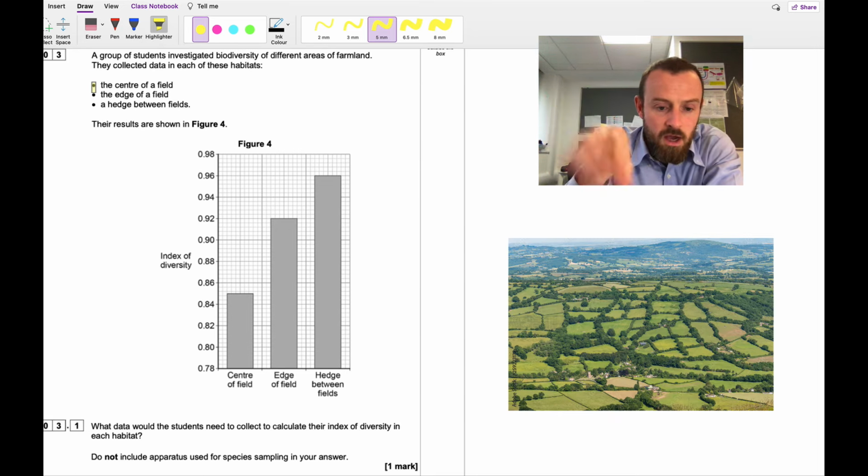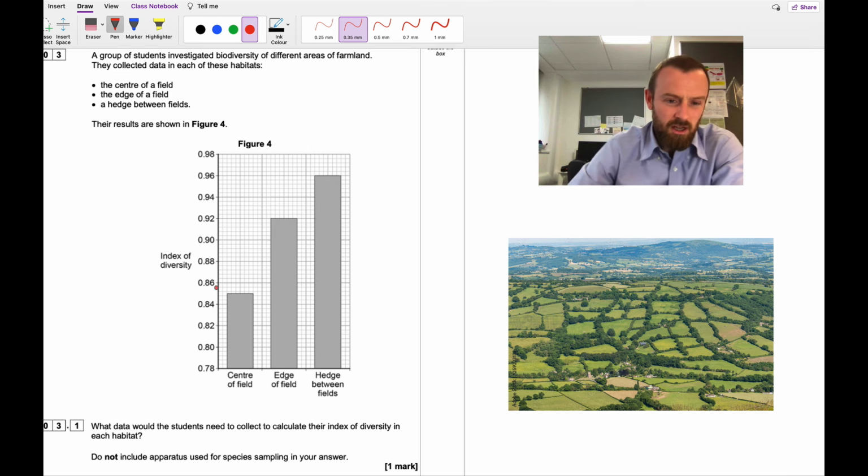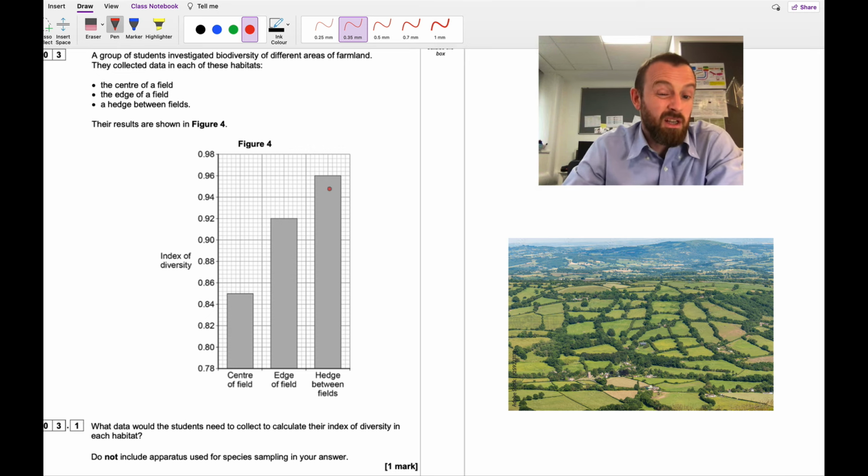There it is. So in the center of the field, we've mainly got the crops that the farmer is planting. Around the edge of the field, we're quite close to the hedges. So this data kind of matches what I would expect, and the hedges are a very thin but wild habitat where we'd expect more biodiversity.